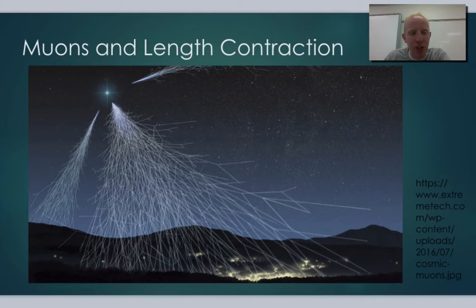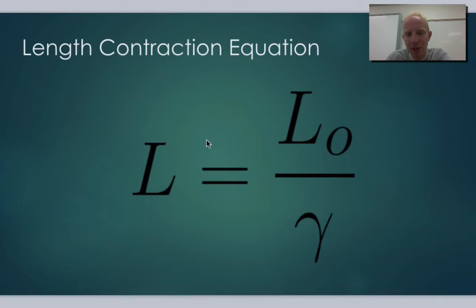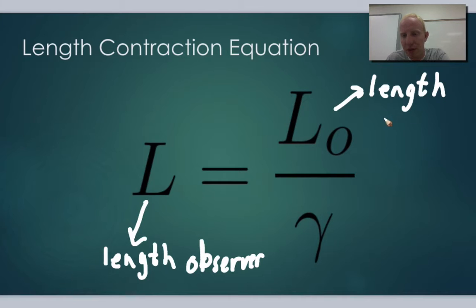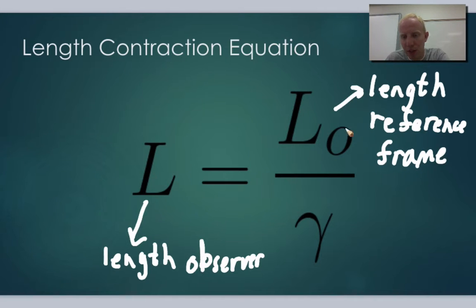But basically, length contraction is just a rewriting of the time dilation equation in terms of distance rather than time. So in this case, you'll notice it's very similar to the time dilation equation, except now it's just distances or lengths. So this is the length to an observer. Okay. This is the length perceived by the person that doesn't think they're moving in their reference frame. Again, I don't know how to write that succinctly. But the person who doesn't think they're moving sees this length.